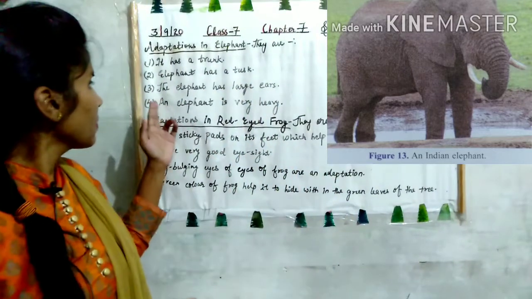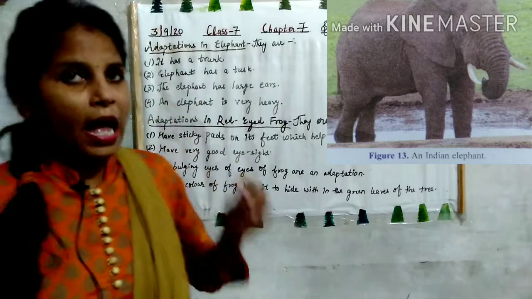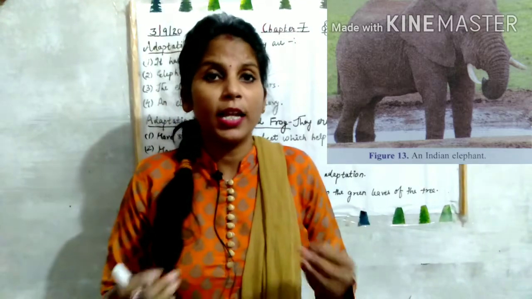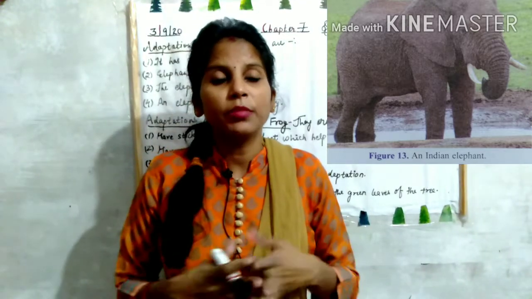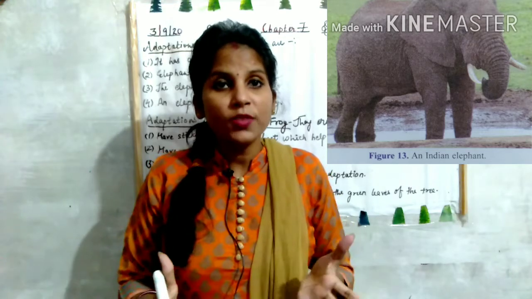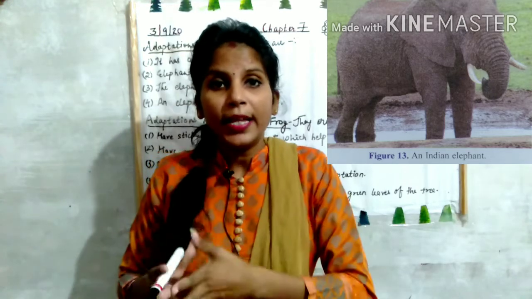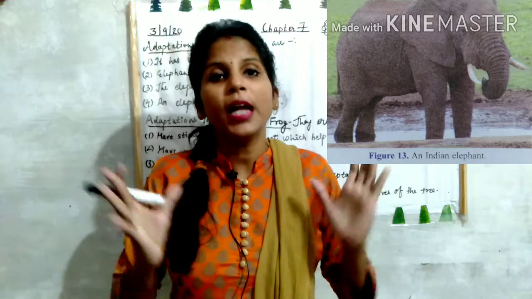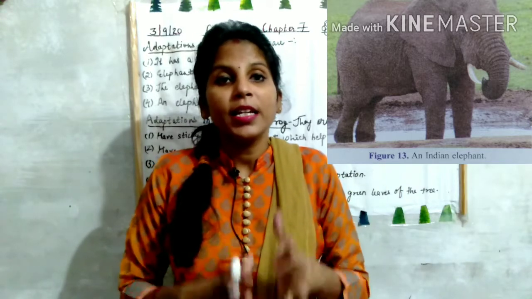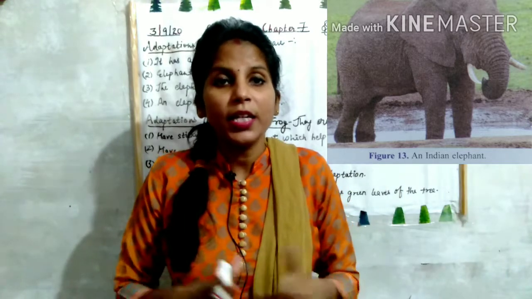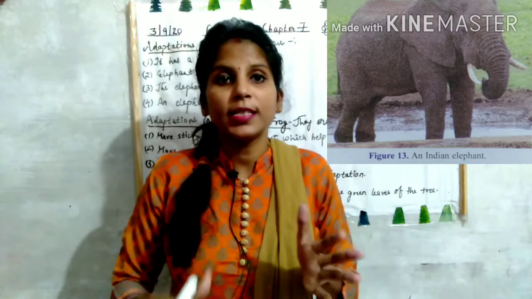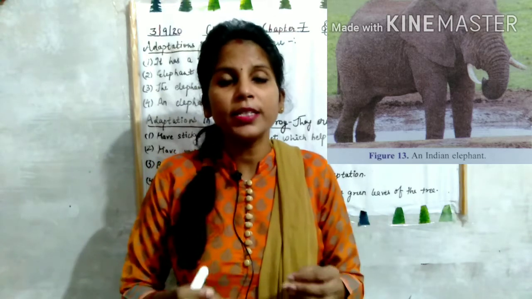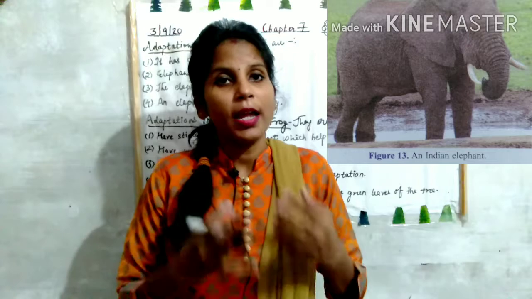Then an elephant is very heavy, and as we all know that elephant is very heavy animal. And why it's very heavy? इसके जो legs होते हैं that was also very heavy, so that it can stabilize its body, ताकि इसके body को वो stable कर सके. Okay, so these are some adaptation found in elephant.